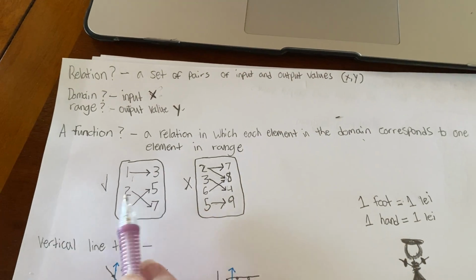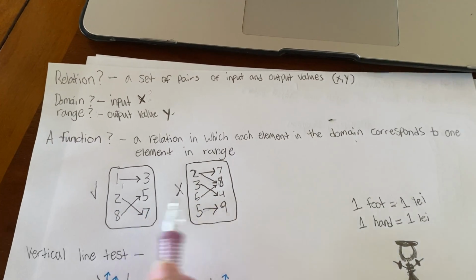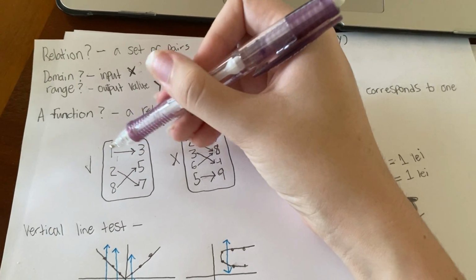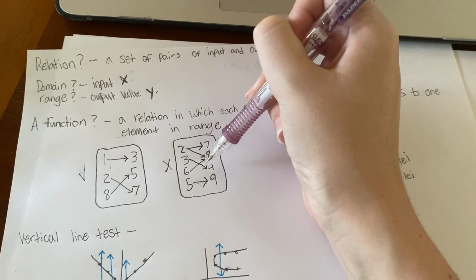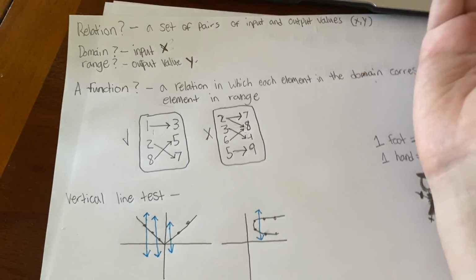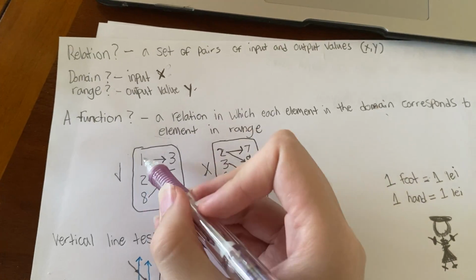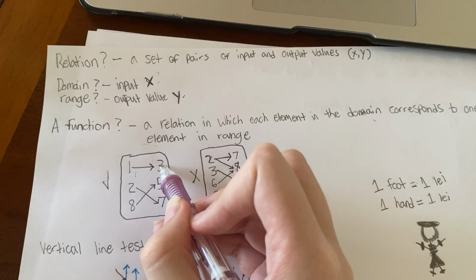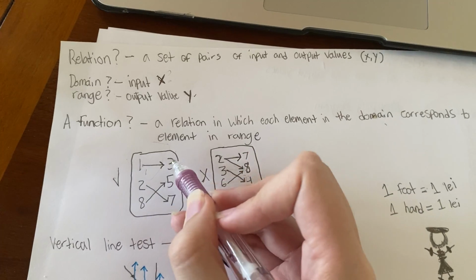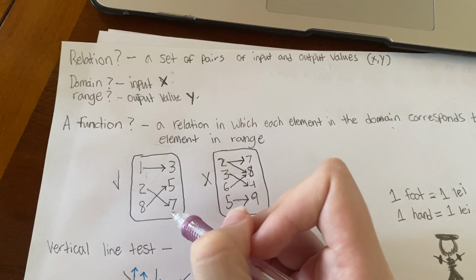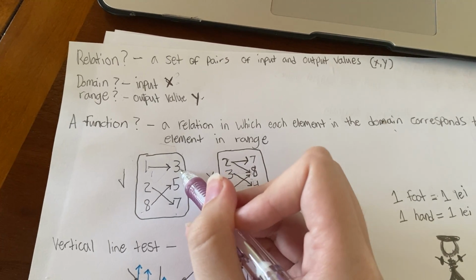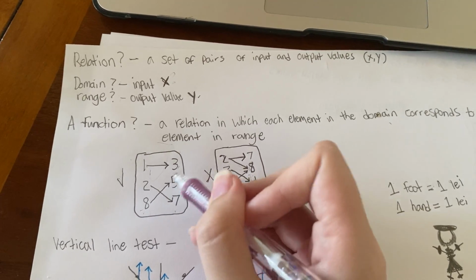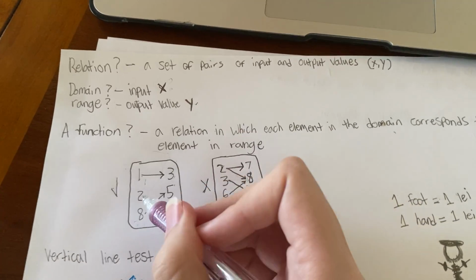So I've put together two mapping diagrams, as you can see here. So this one right here with the check mark is a function. This one is not a function, and I'll explain it right now. So each domain corresponds to one element in the range. So 1 goes to 3, 2 goes to 7, 8 goes to 5. So each domain goes to one range, and that's what makes it a function.